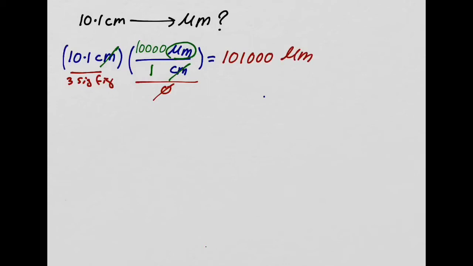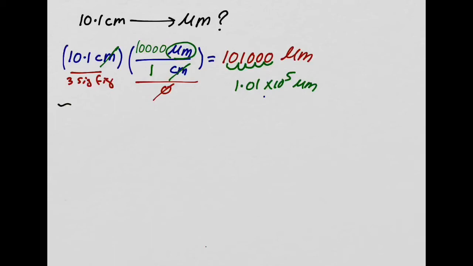Now, do I agree? This has too many zeros. We don't like it when you have too many zeros. So I can write it as scientific notation. Pause me. Write out the scientific notation for me before you see the answer. I will go 1, 2, 3, 4, 5. So 1.01 times 10 to the 5 micrometers will be my answer. So far, so good. Beautiful.